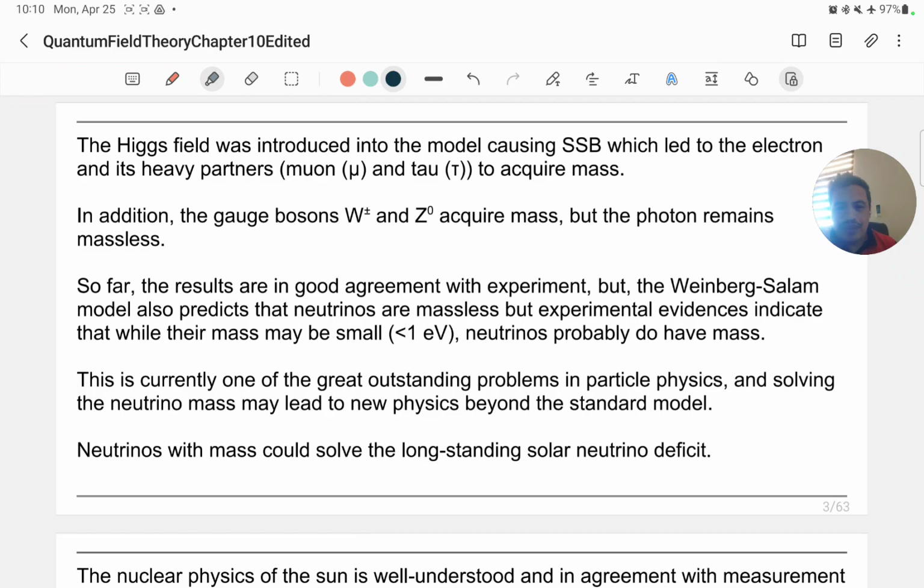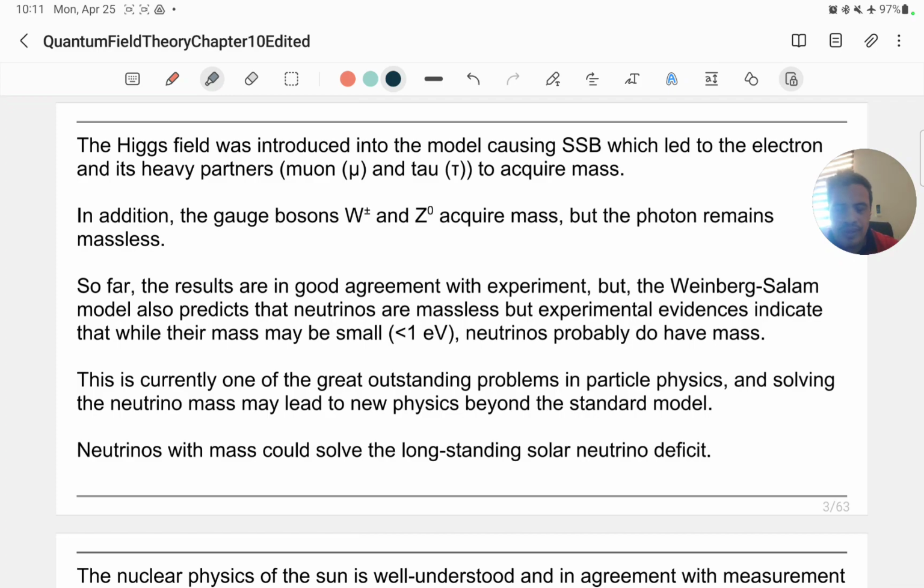The results of the theory are in good agreement with high energy physics experiments, but the Weinberg-Salam model also predicted that the neutrinos would be massless. However, there are experimental results that indicate that neutrinos do have small masses. However, it's really very, very small, less than 1 electron volt.